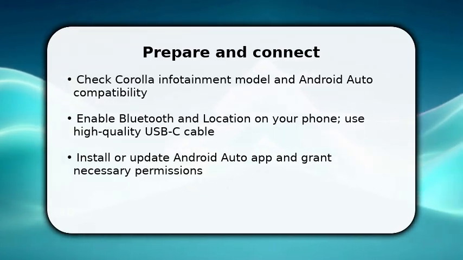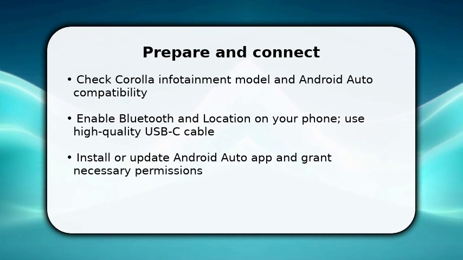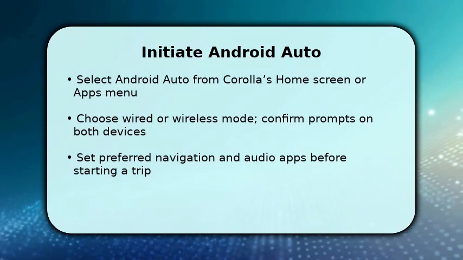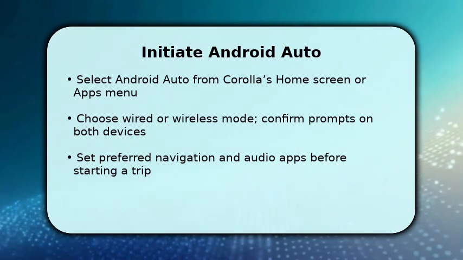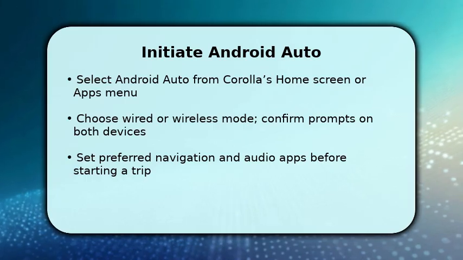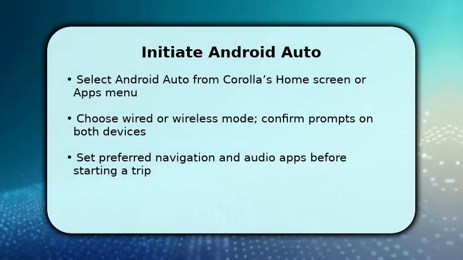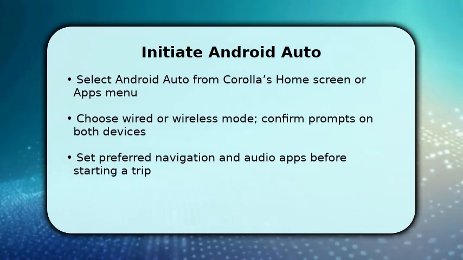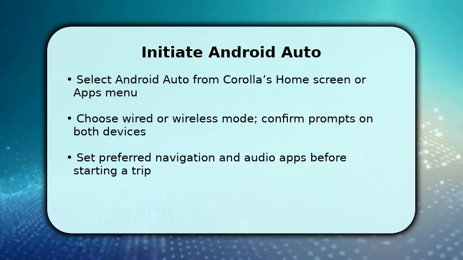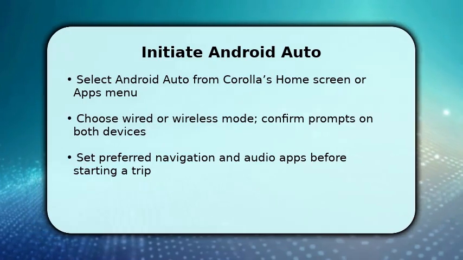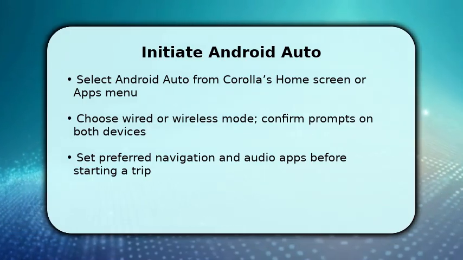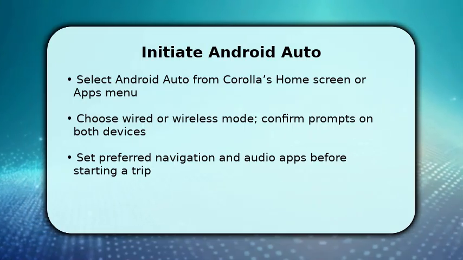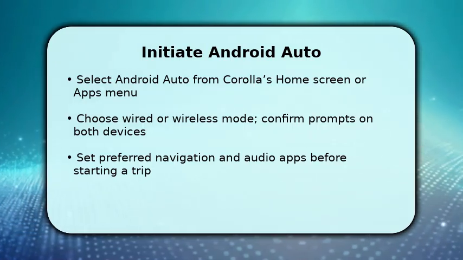vehicle. Now you initiate Android Auto in the Corolla's touchscreen. Tap the Android Auto icon. When prompted, choose wired or wireless mode. Wired is more stable, wireless is convenient. Make sure you select preferred apps like Google Maps and Spotify so navigation and audio open automatically. If voice commands are important, enable Google Assistant access. This reduces touch interaction and keeps driving safer.